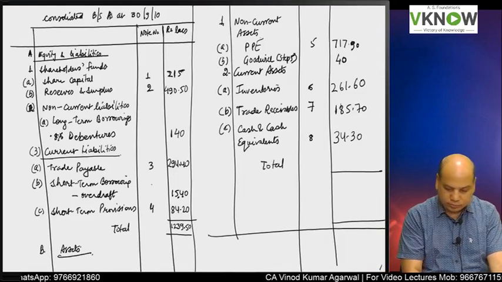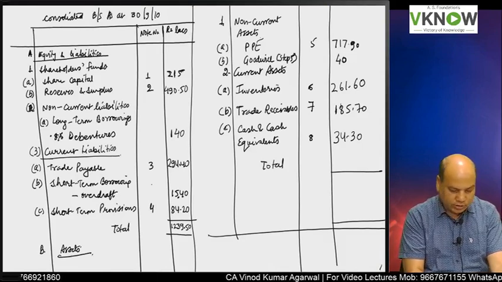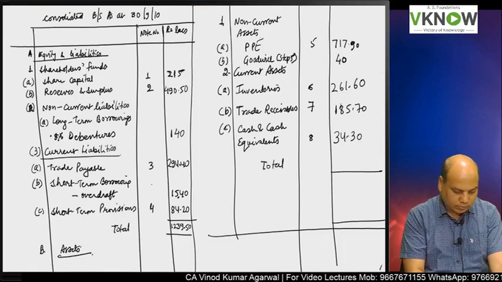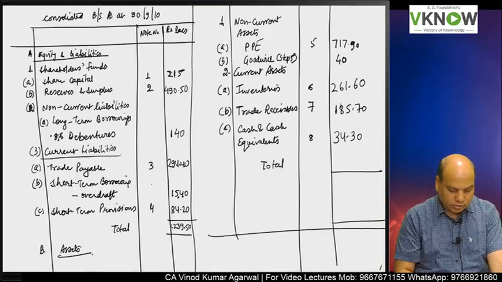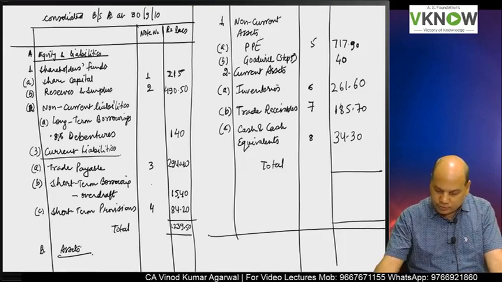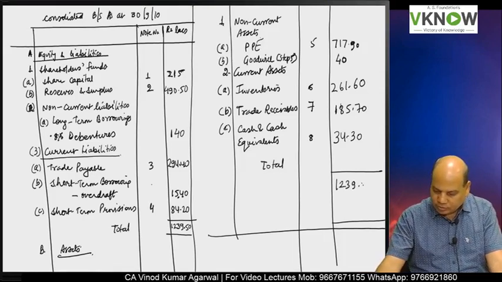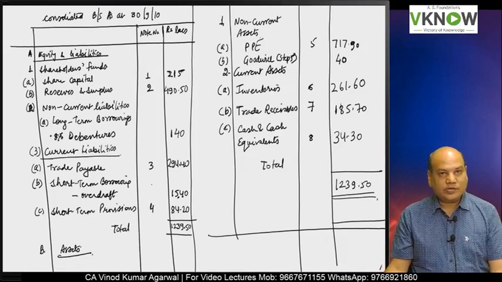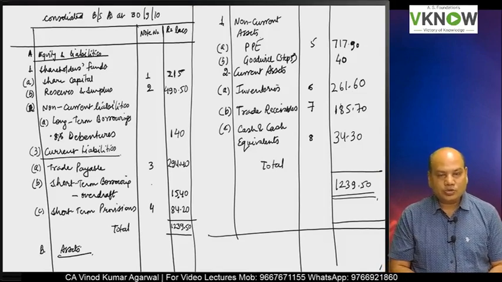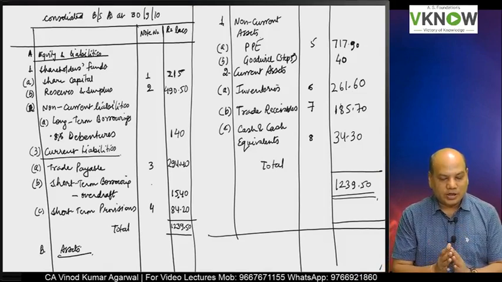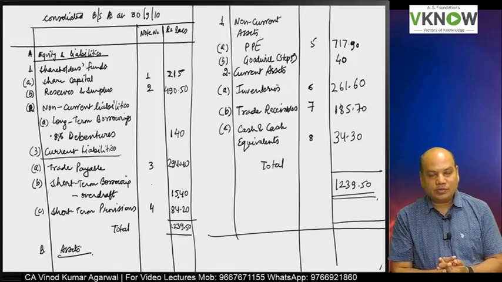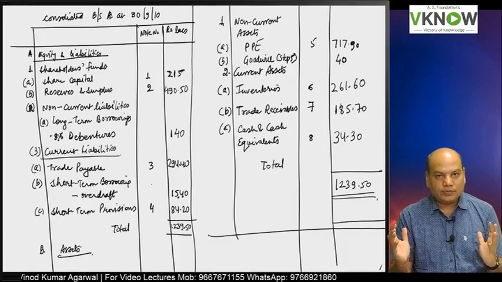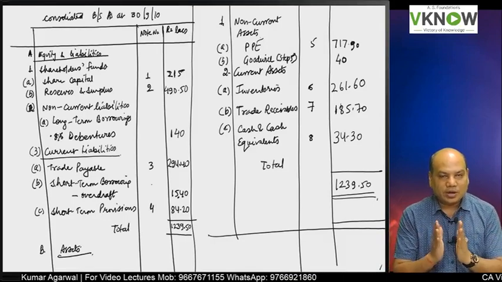Now take the total of the asset side and see if it is tallying. 1239.50. Wonderful, it is tallying. This was a 16-mark question, and all the students must practice it 2 or 3 times before going to the exam, because it combines the knowledge of 2 chapters, AS21 and AS23.